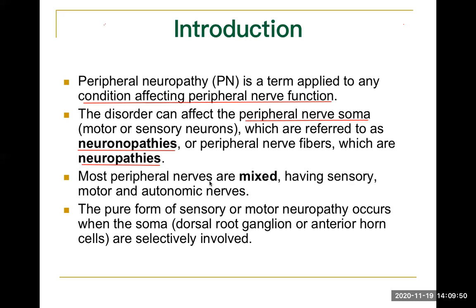Most peripheral nerves are mixed nerves. They are mixed nerves and they have sensory, motor, and autonomic functions together. When they reach the peripheral organ, or the effector organ, we should say, they are already carrying the autonomic nerve, the motor nerve, and the sensory nerve. That's why they are called mixed. The pure form of sensory or motor neuropathy occurs when the soma or anterior horn cells are selectively involved.